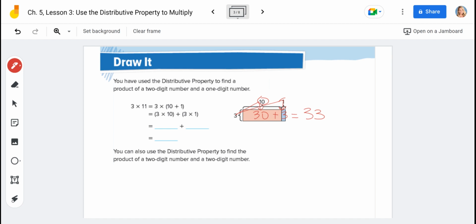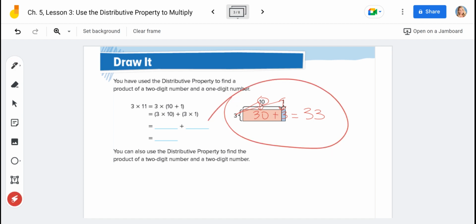Now, we know what the answer to 3 times 11 is. Remember, that's not the point. We're using this easy problem to understand how to use this distributive property. Actually, this is a review. So let's come over here and plug in what we did with our area model to what we need to do with our distributive property.